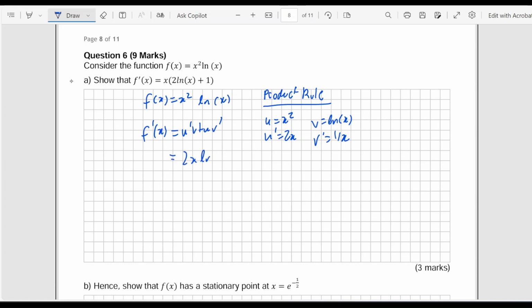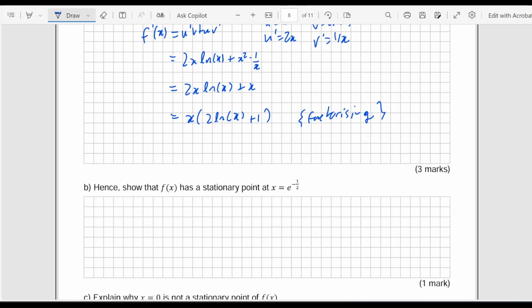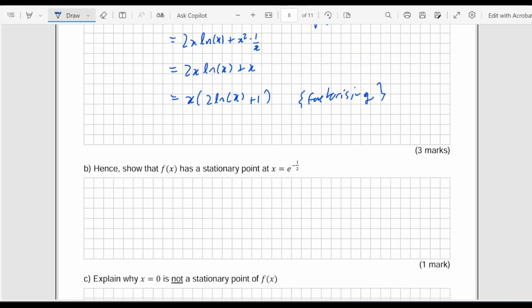We get 2x log of x for that first bit, and we get x squared times 1 over x for that bit. This becomes 2x log of x plus x, and then we can pull out a common factor, and we have what they want. So what I might do here is just write a little description of what I've done in that last bit, factorizing. So if you can put more of these descriptions, that's going to be good because it's a show that question. You want to explain your working and show that it's got a stationary point there.